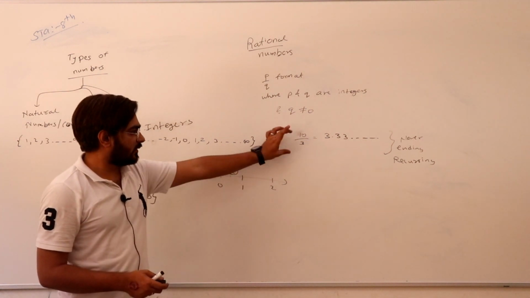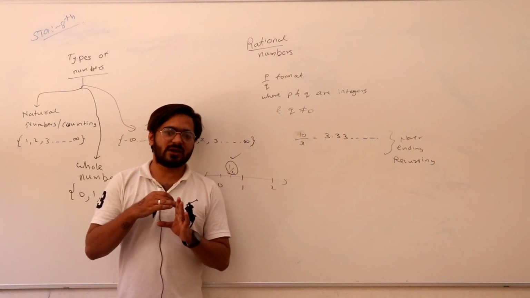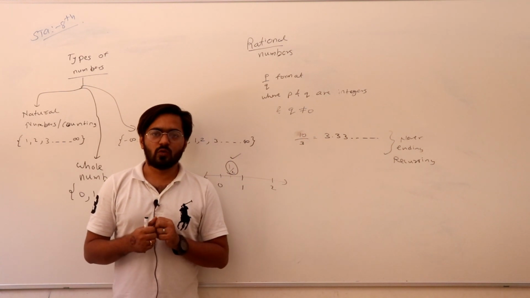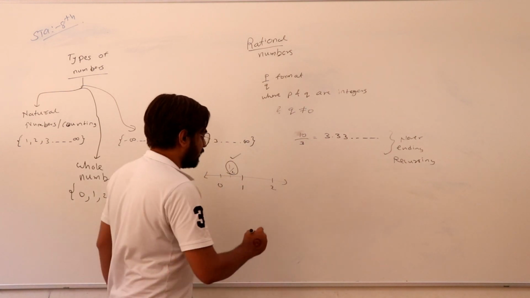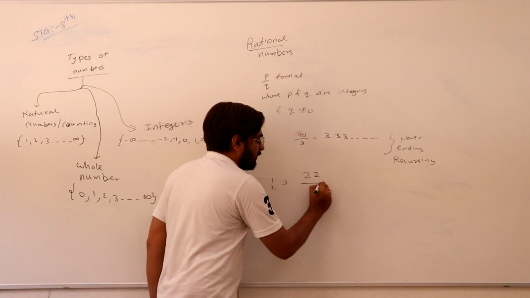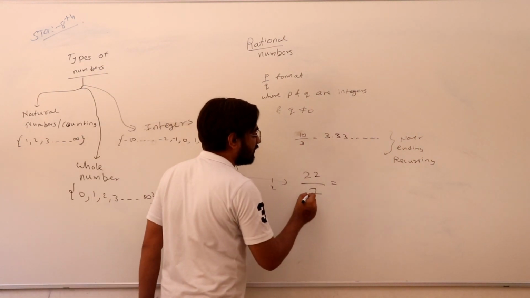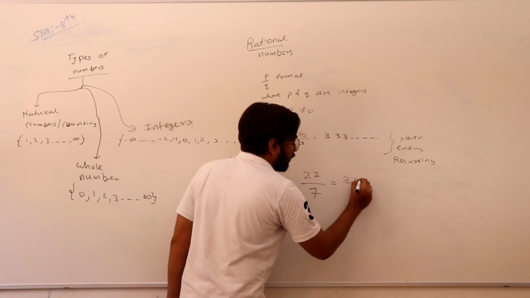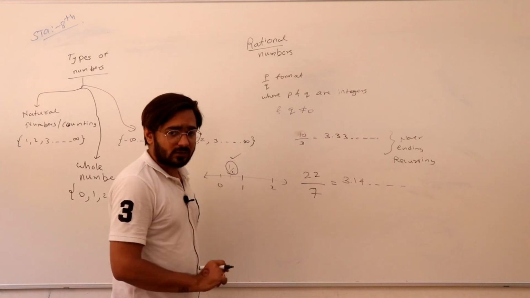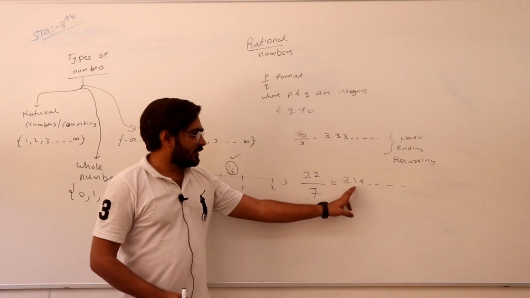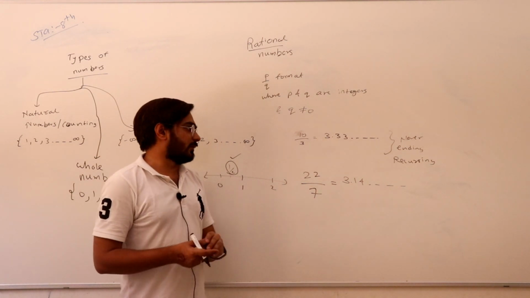So one condition is that we should be able to represent it in ratio format, and condition number 2, if it is never ending, it has to be recurring. For example, the very famous number, 22/7, which we know as pi, is 3.14 and so on. It is a never ending number, but it is not recurring. The digits are repeated but randomly, not in a particular pattern.